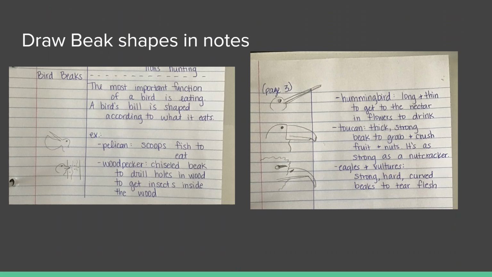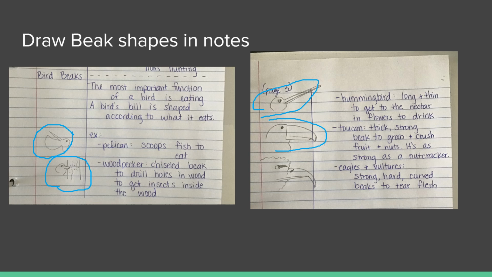Okay, once you've written the notes, I do want you to go back and try to draw the beak shapes. Obviously, you don't have to be Da Vinci or anything, but here's the pelican beak. I really exaggerated that pouch structure there for it to scoop up fish. Here's my woodpecker beak drilling holes into the tree. The hummingbird up here with the long beak.